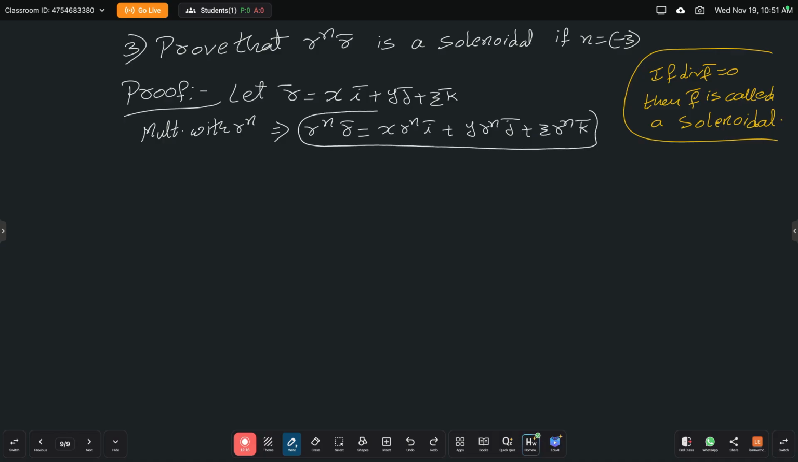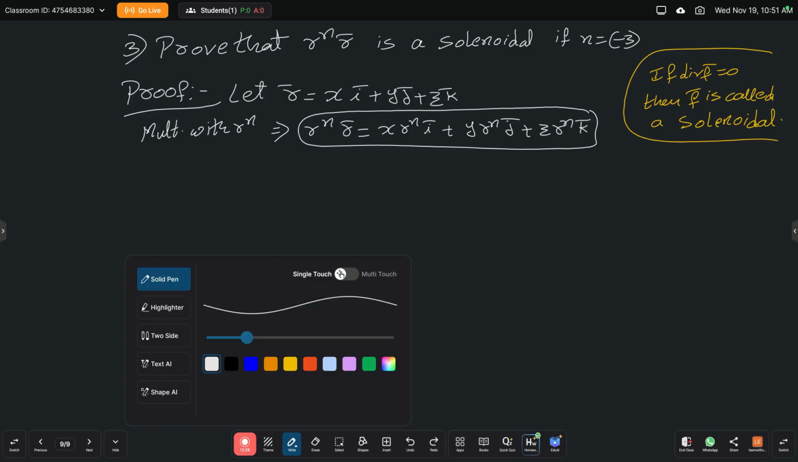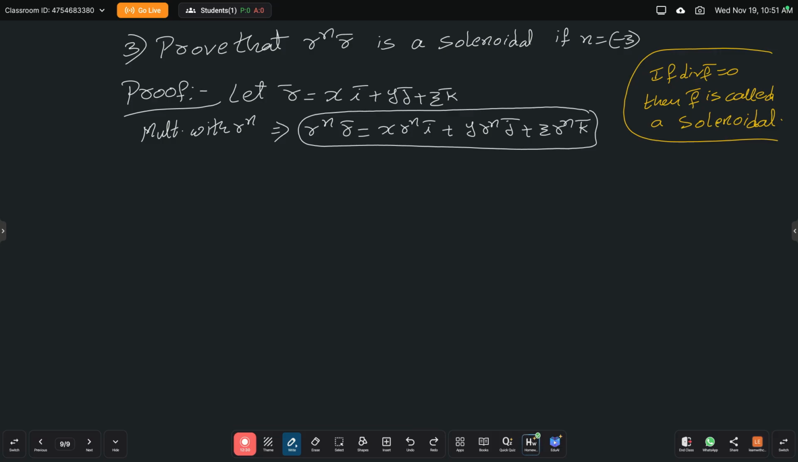So now r bar is a vector, and r bar into r power n is also a vector. So how does it look? It looks like a vector in terms of x, y, z. So I'm going to take h bar equals h1 i bar plus h2 j bar plus h3 k bar. Then what is the divergence of h bar?